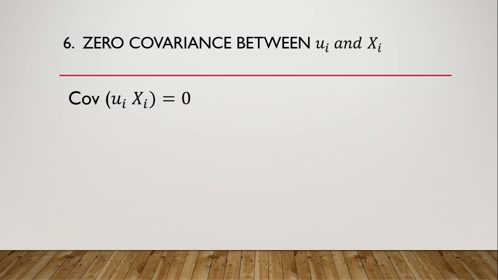The sixth assumption is zero covariance between ui and xi. Covariance between ui and xi is 0. There is no covariance between ui and xi. So again, this is a stochastic assumption because it is related to the stochastic term ui.